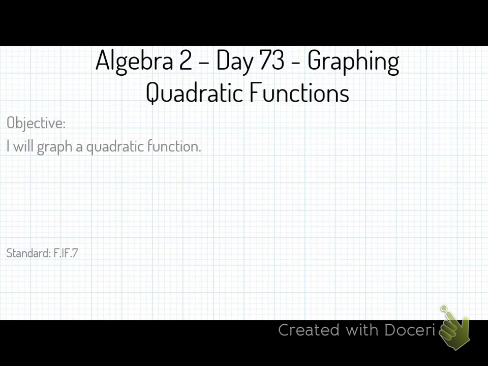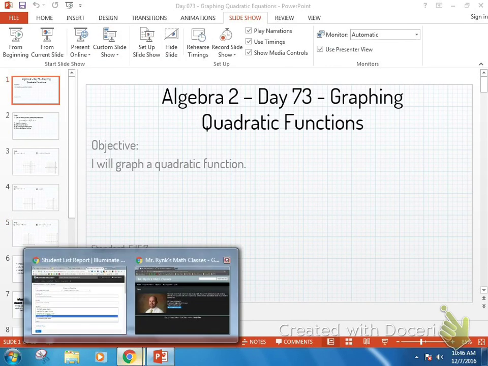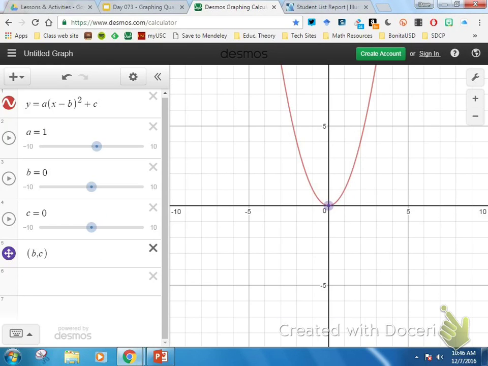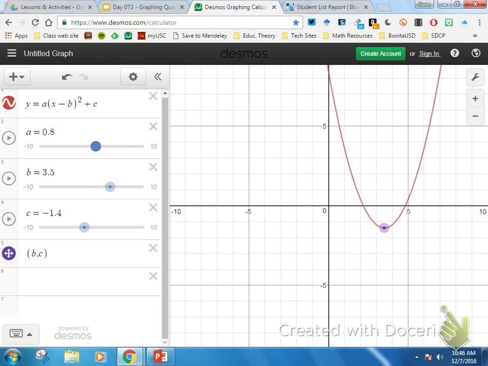So one of the things I want to show you is, let's say I go to Desmos, okay, and let's say I show you this graph right here. Eyes up on my screen, please. You see how this is the standard form? I can move around B, C, right, and A, right? What does A do to my graph? It opens it up or down, makes it more narrow or wider, right?